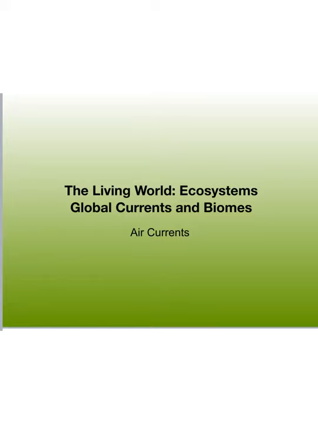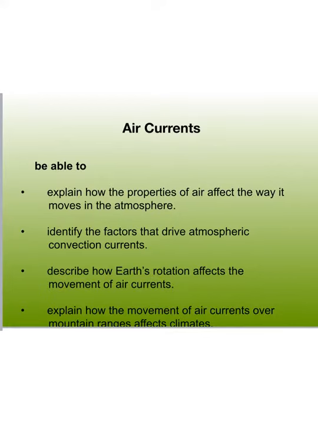All right, AP Environmental Science, the living world and ecosystems, global currents and biomes. This video will be on air currents. By the end of this section video, you should be able to explain how the properties of air currents affect the way the atmosphere moves, identify some factors that drive atmospheric conditions and convection currents, describe how Earth's rotation is affected by air currents, and then explain how the movement of air currents over mountain ranges also affects climates.